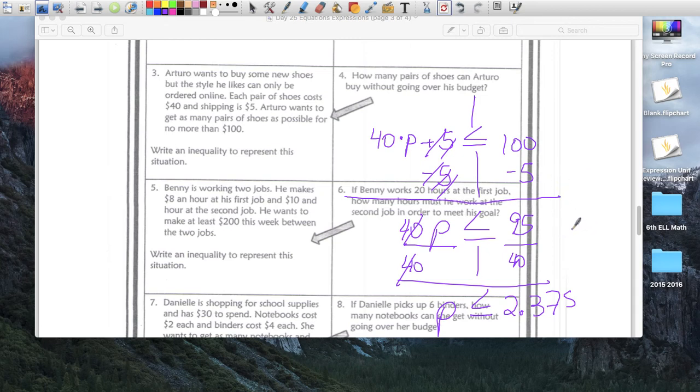So he can buy 2.375 pairs of shoes before he goes over 100. Can you buy 2.375 pairs of shoes? No. So the maximum number of pairs of shoes that he can buy is 2. We're not going to go above 2. Although this is the answer to the inequality, the number of pairs he can buy, because there's no such thing as 2.375 pairs of shoes, is 2. And if you put 2 over here, you'll see it makes that inequality true. 40 times 2 is 80, plus 5 is 85. Is that less or equal to 100? Yes.